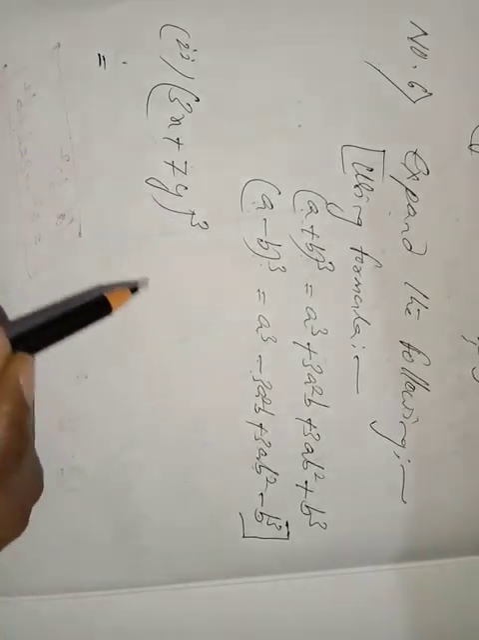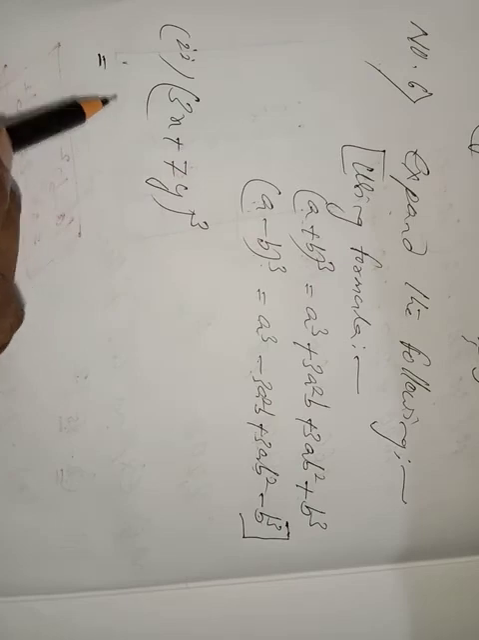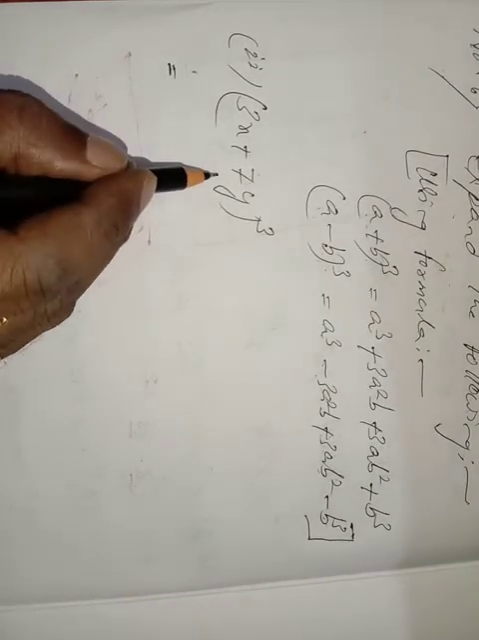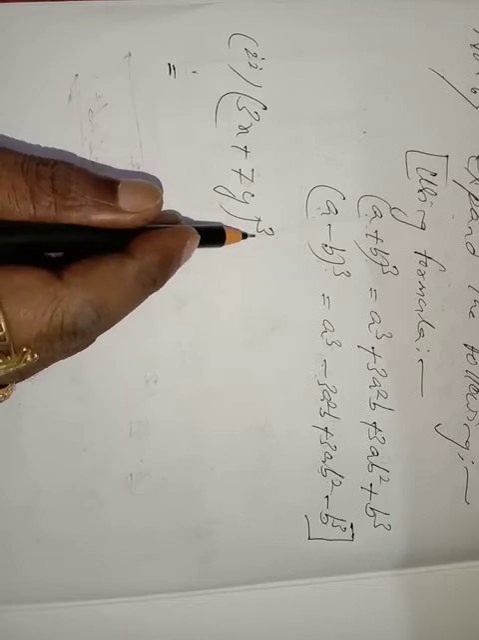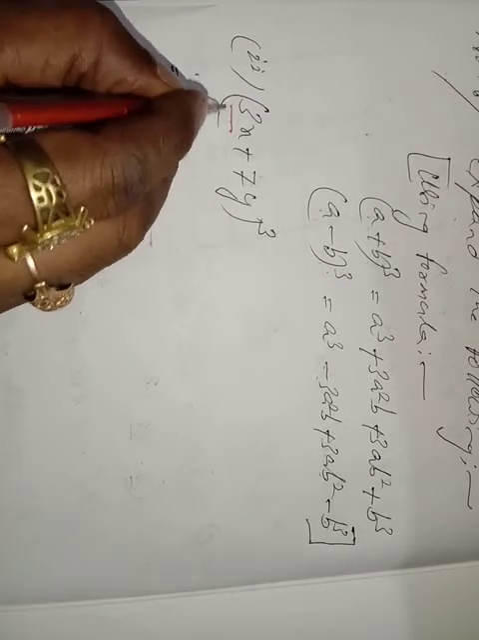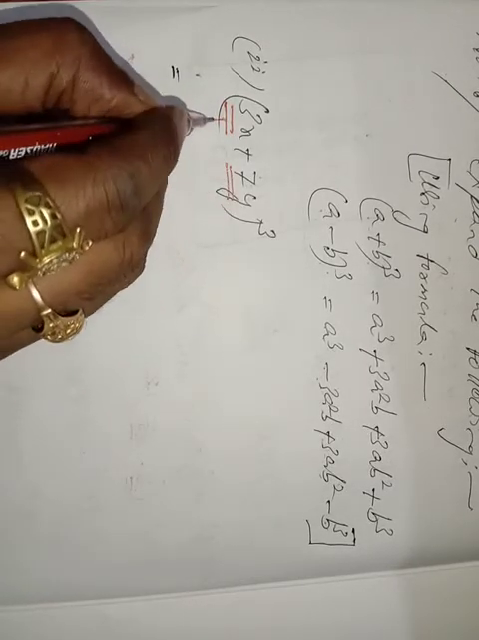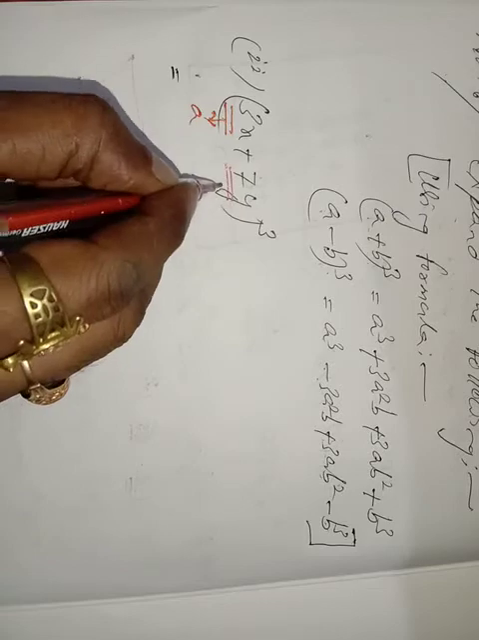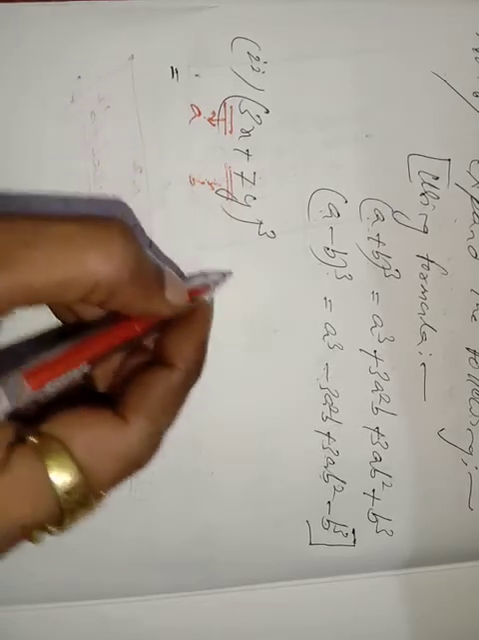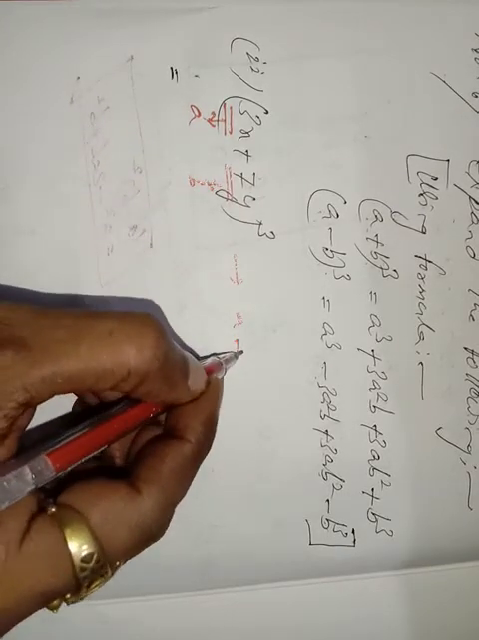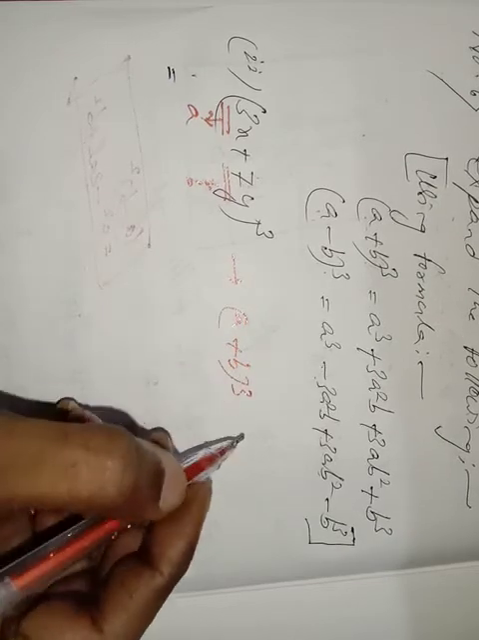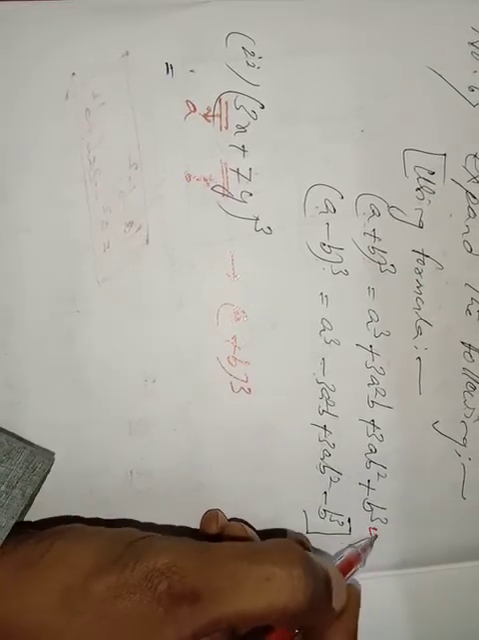I am going to the question directly. Question number 6, second part. The question given is (3x plus 7y) whole cube, where 3x is a and 7y stands for b. This is a and this one is b. That means you have to apply the (a plus b) whole cube formula. What is the formula? You have to apply this one.